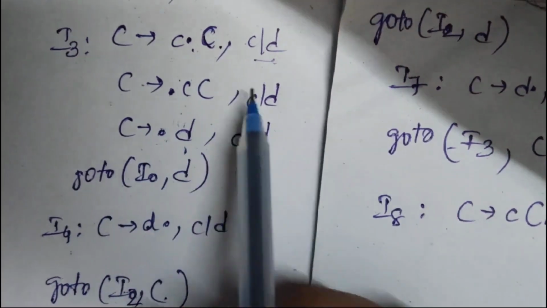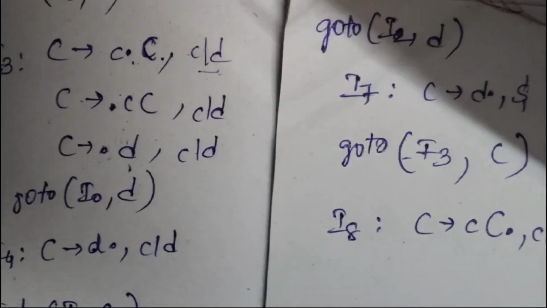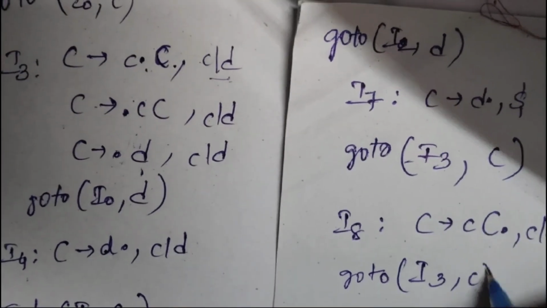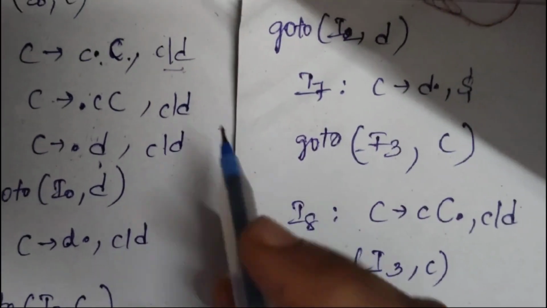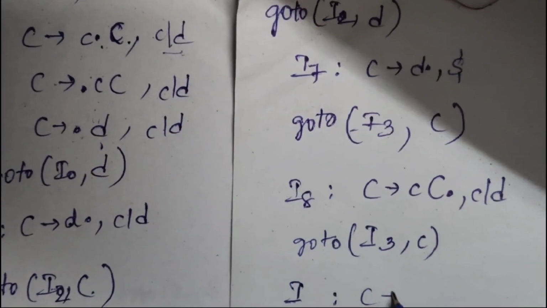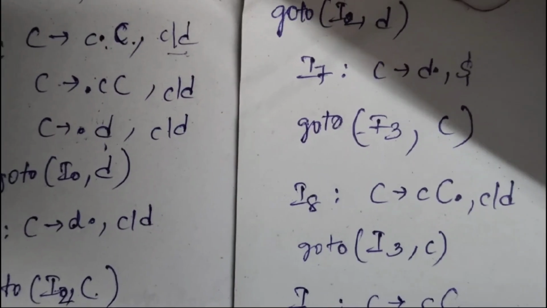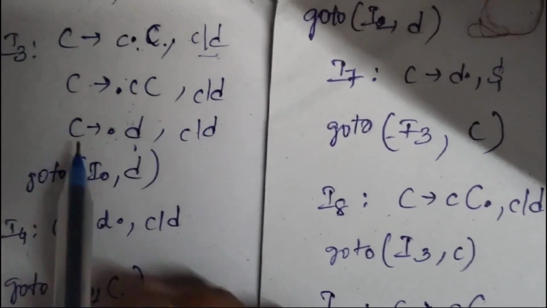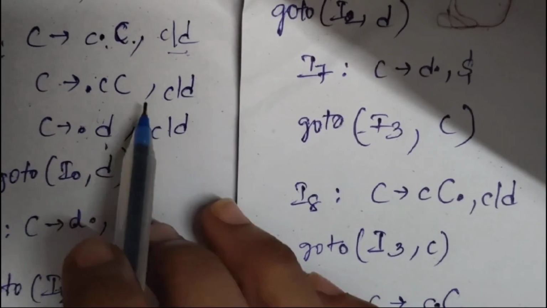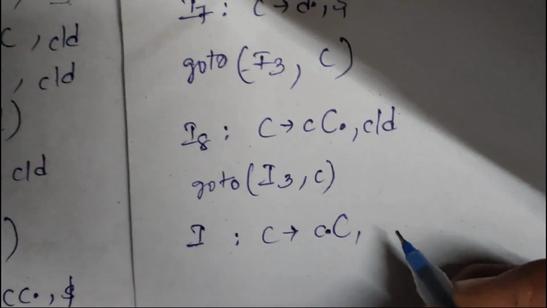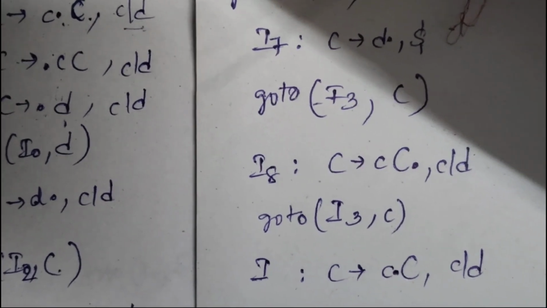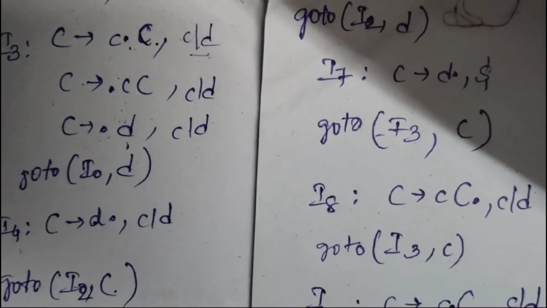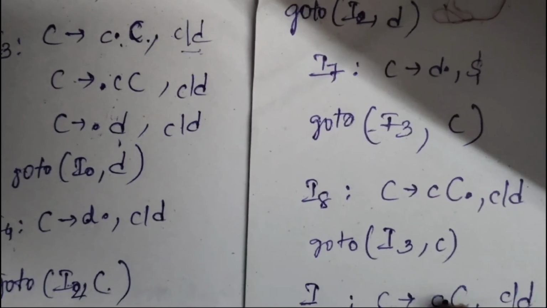Again go to I3. We are done with C. Next we need to go with the small c. So goto(I3, c). This dot will be shifted here. So capital C produces cC, and this dot will be shifted here. And as we are just shifting the dots only, we can write the lookahead symbol as it is. Okay, I think we'll get the same production as I3. So we can write this as I3 only, because we are getting the same one.